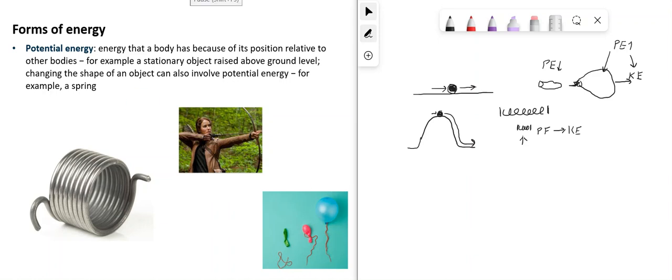So potential energy then is the other form of energy. So you have kinetic energy, which is the energy an object has because it's moving. Potential energy is the energy an object has because of its position. So for example, its position relative to other things. So like a ball or a car on top of a hill has a lot of potential energy. Or because of its shape, for example, or a change in its shape, like a spring or like a balloon, for example.